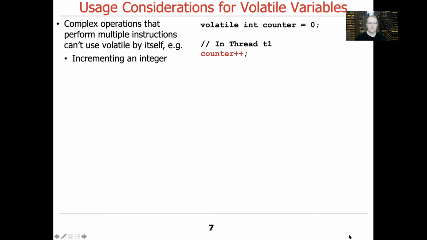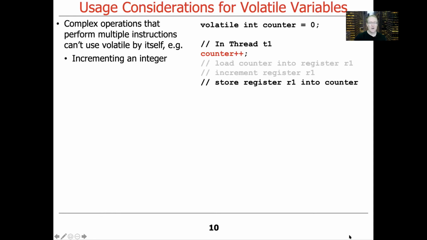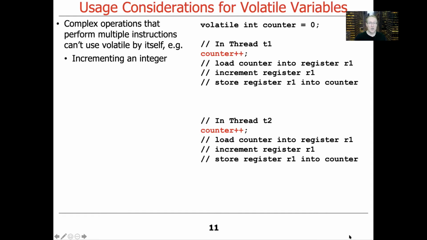In particular, if you increment a counter, it loads the contents of the counter memory variable into a register, increments the register, and then stores the result of the register back into main memory. And those are 3 instructions. And so if you have another thread doing the same thing at the same time, those instructions can interleave, and probably will interleave at the most inopportune moment, and you'll end up with inconsistent results.